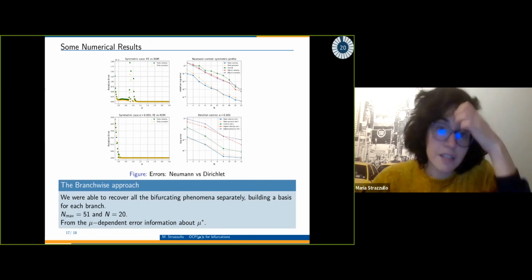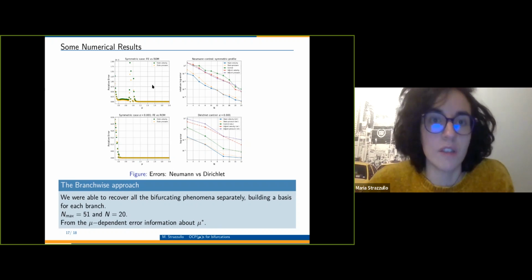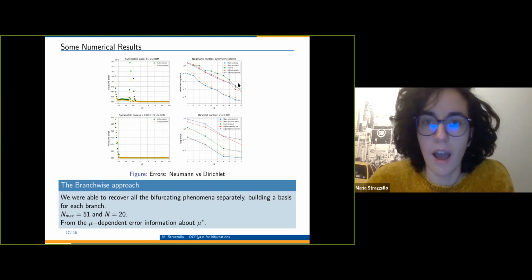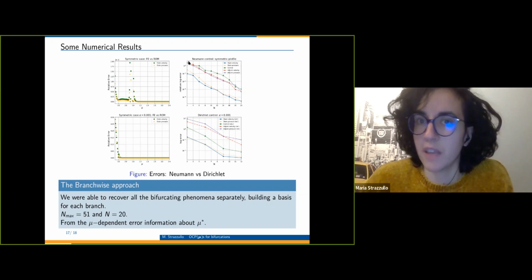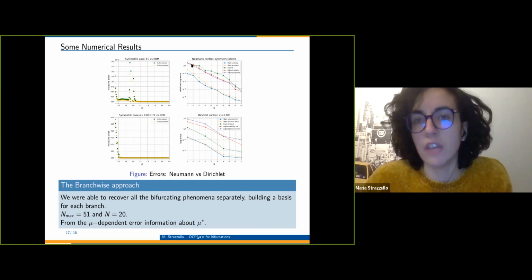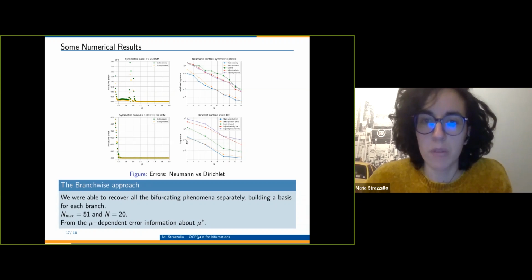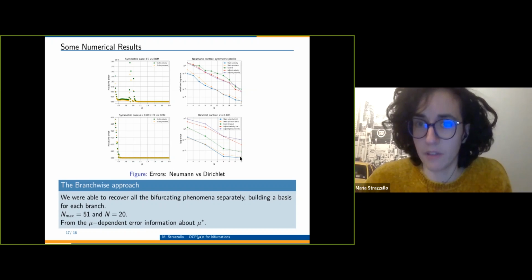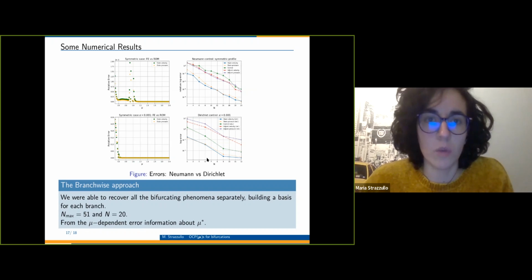So a last slide of results. Here we plot basically how the relative errors, average relative errors over a space of a parametric test set, vary with respect to N. And you see that for the Neumann control, everything goes quite well. For the Dirichlet control, we had some troubles, but state pressure and state velocity and control were quite well approximated.